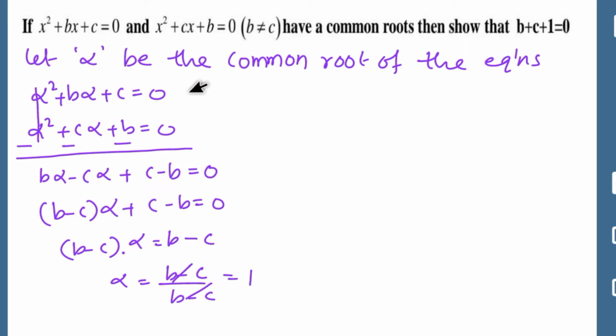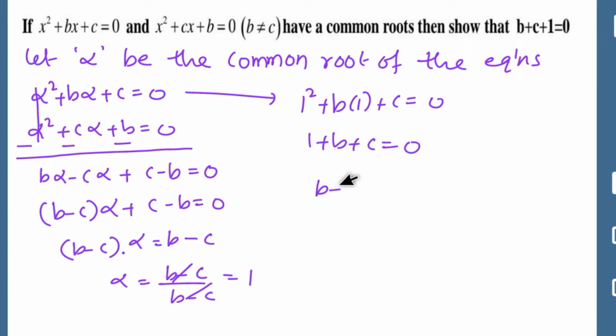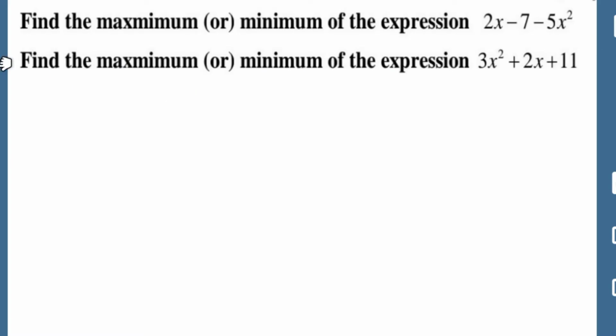Now substitute the alpha value in any one equation. So substituting in this equation, it becomes 1 square plus b into alpha value 1 plus c equals 0. So 1 plus b plus c equals 0. Therefore b plus c plus 1 equals 0. This is very simple. Okay, next answer.